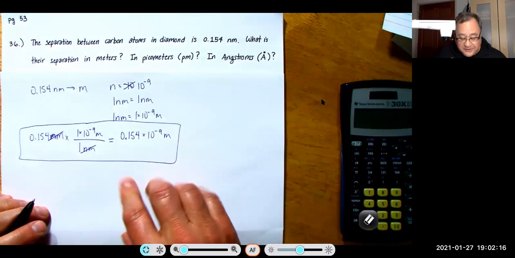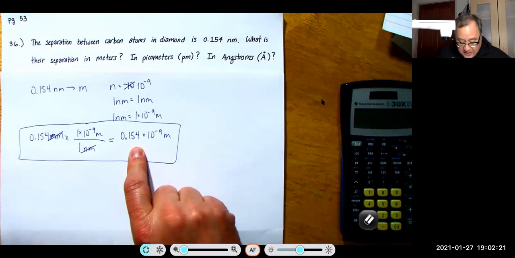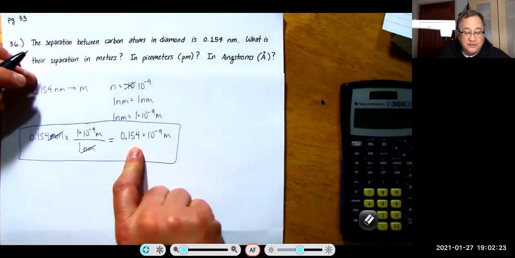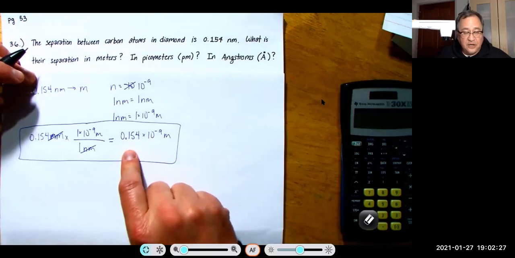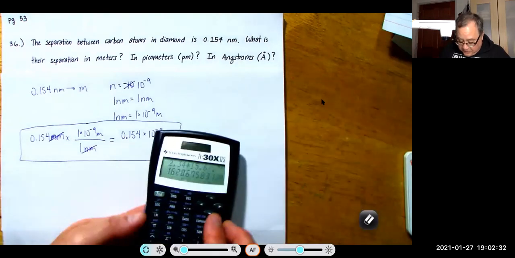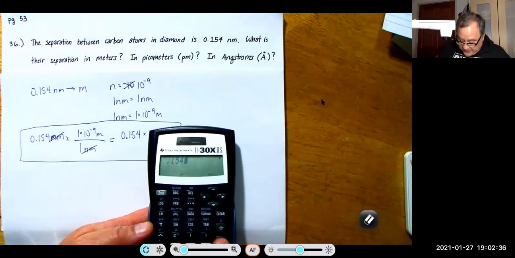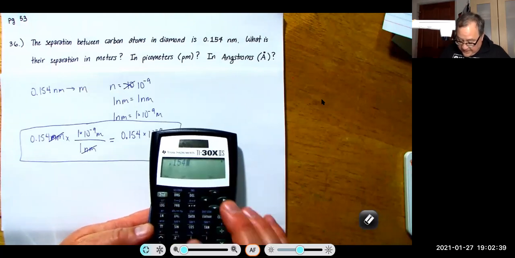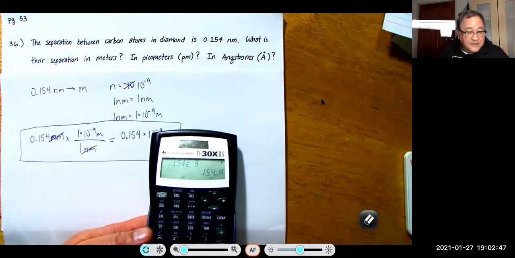Now, one of the things you'll notice is that this answer is not in decimal form or fixed notation. It's also not in scientific notation because it's not 1.54. So how can I get this into scientific notation? All I have to do is plug it into my calculator, 0.154 second EE negative 9, and put equals. And now it's in scientific notation, 1.54 times 10 to the minus 10.